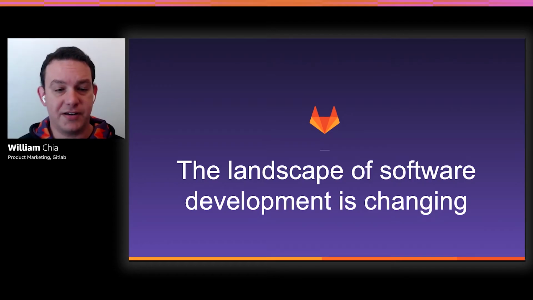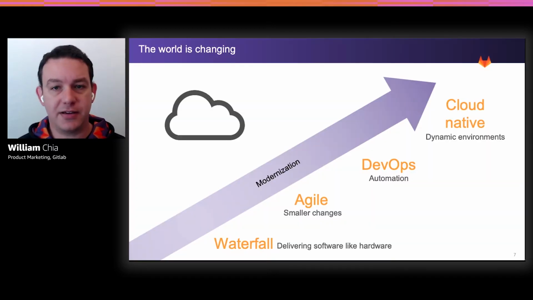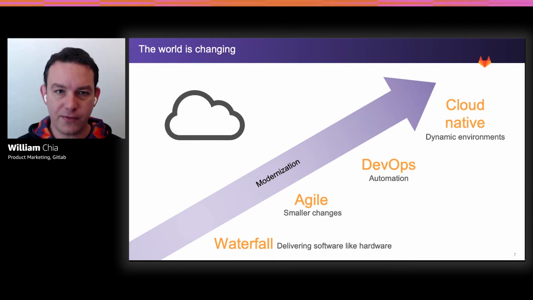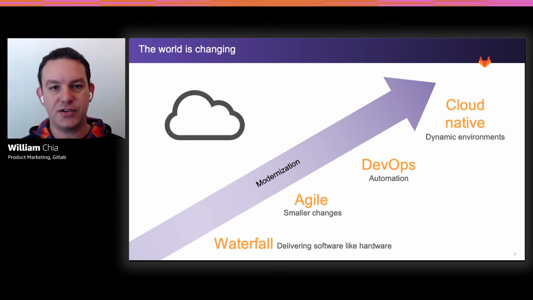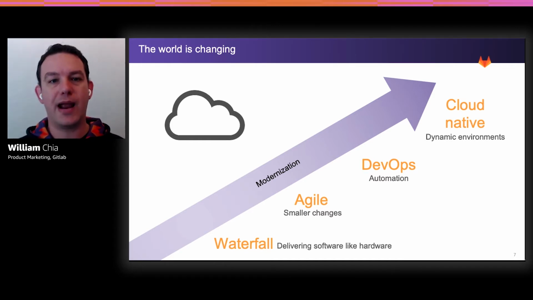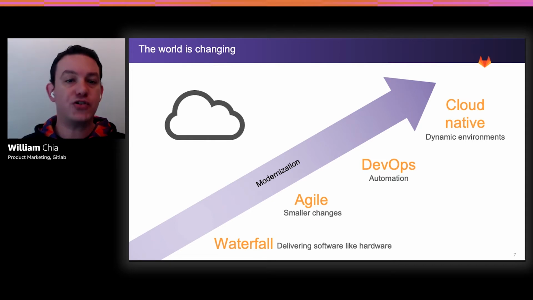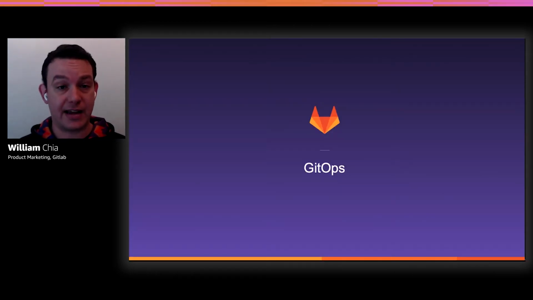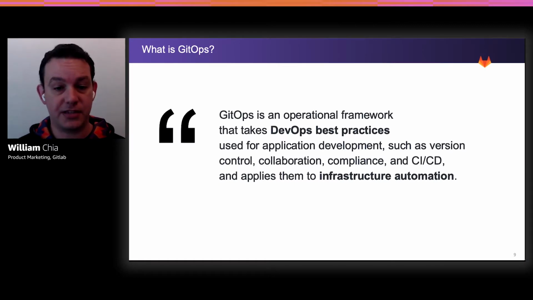As a way of introduction, the landscape of software is always changing. If we just look at some of the recent ways the world has changed, we've gone from waterfall to adopting agile with smaller changes, adopting DevOps as automation, and now moving into a world of cloud native, where we have dynamic environments that scale up and down, distributed microservices, and all of this is to serve users that are expecting always-on applications that are available from any device. And in order to keep up with all of this very rapid application development, we need an infrastructure methodology that can manage all of that complexity. And this is where GitOps comes in.